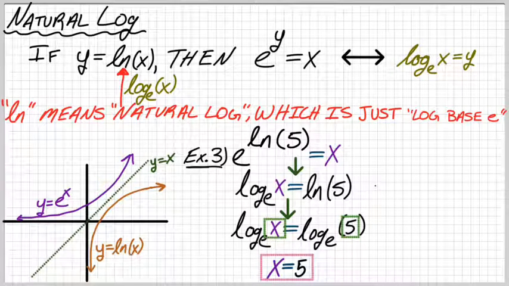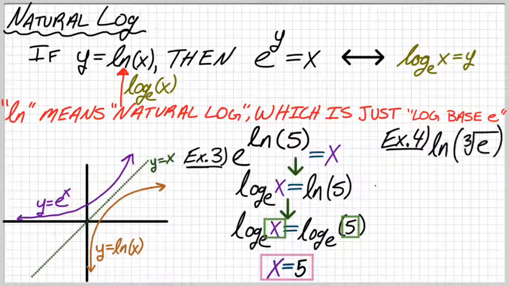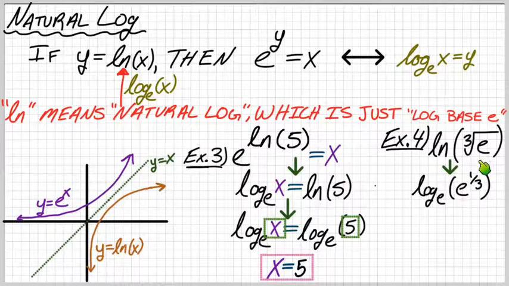Alright, and so for the final example, we're going to go the other way. I've got ln of the cube root of e. So we know ln, that's just log base e, and we know the cube root is the same as the 1/3 power. So we have log base e of e to the 1/3.